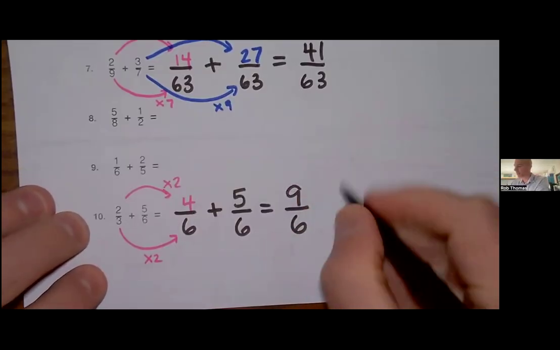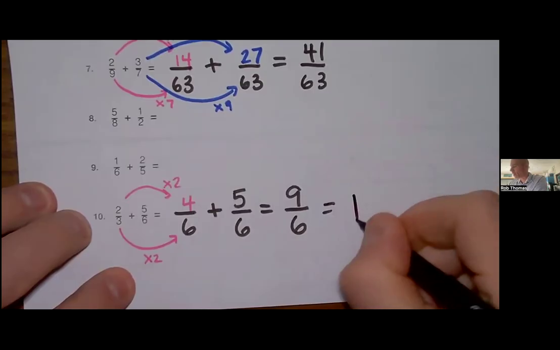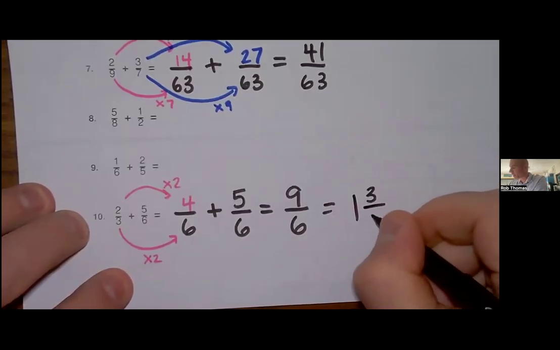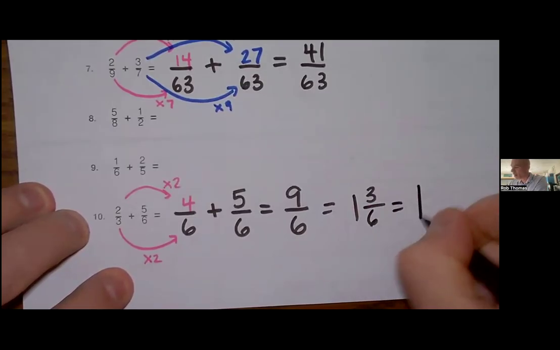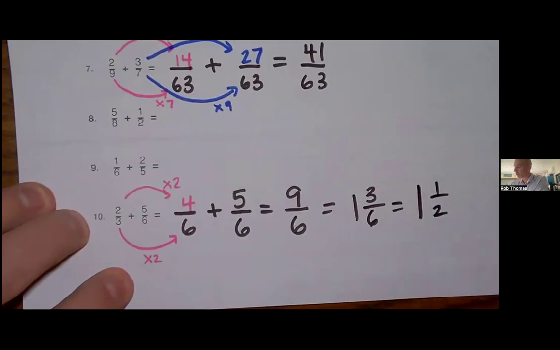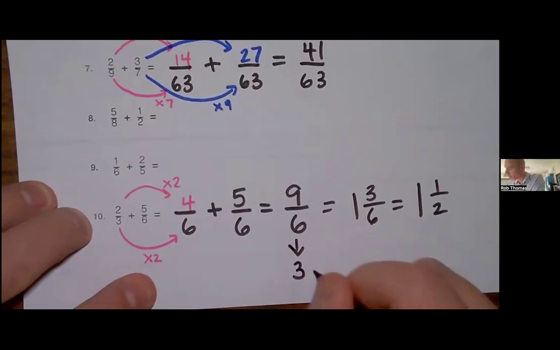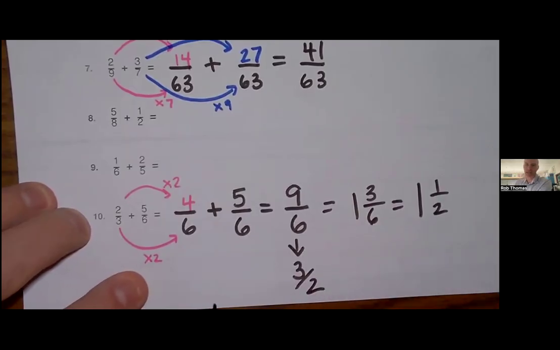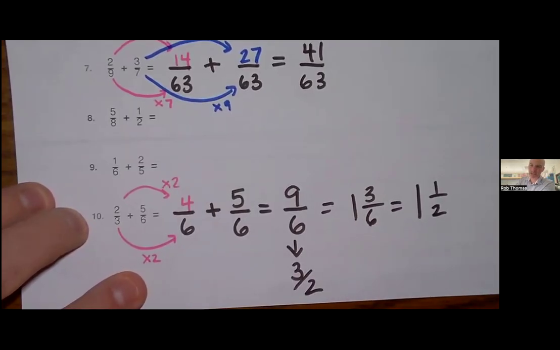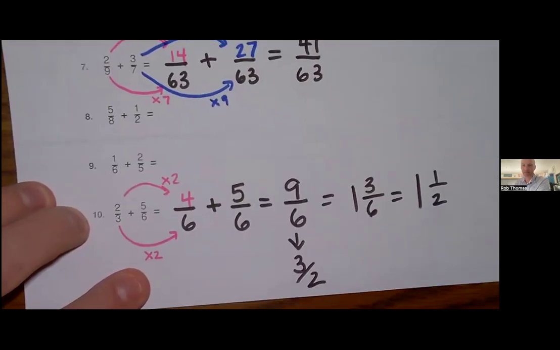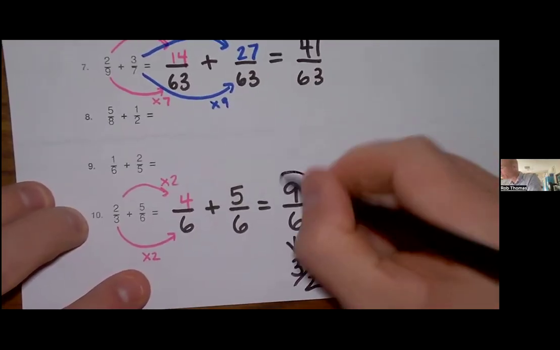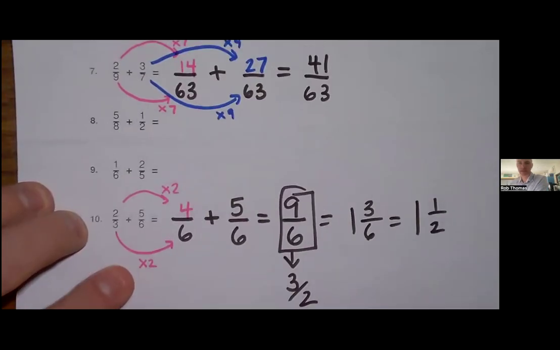And you could super simplify this one. You could simplify it to 1 and 3/6. You could simplify it to 1.5. You could simplify it to just 3/2. There's all sorts of ways you could write this answer. The simplifying part isn't really our focus right now, though. And so even if you just left your answer as 9/6, I would be happy with that. All right.